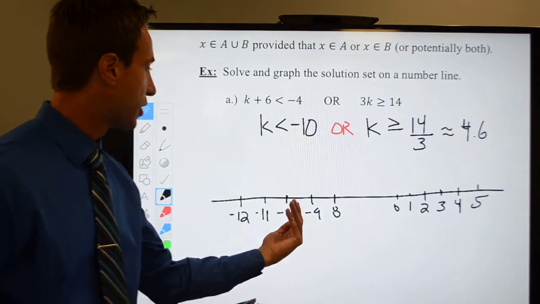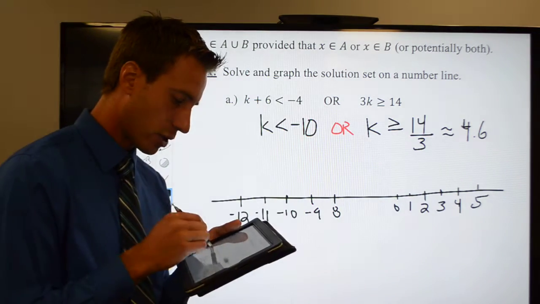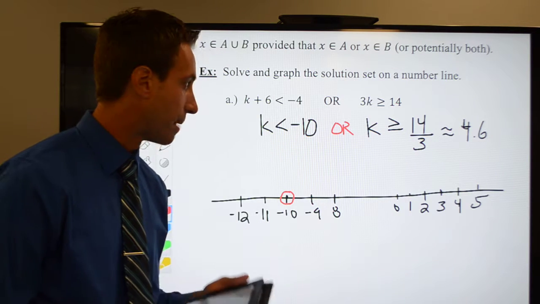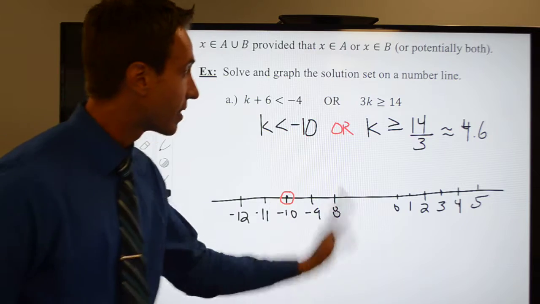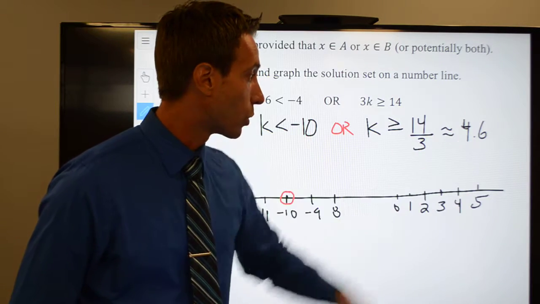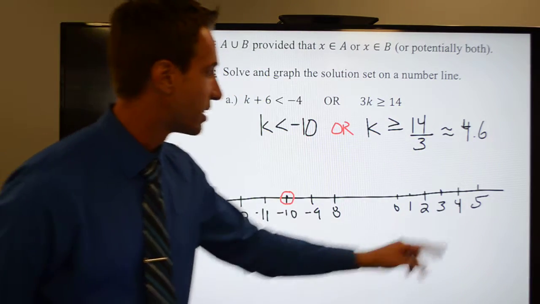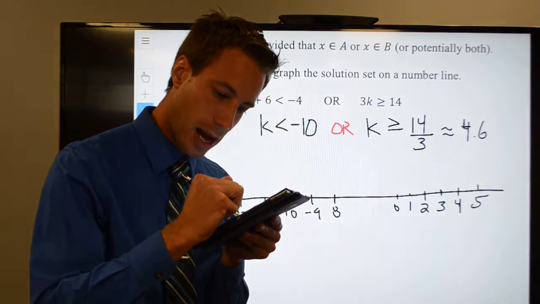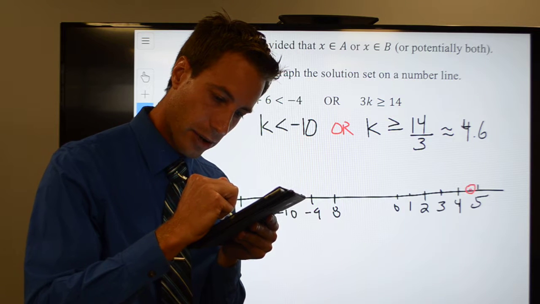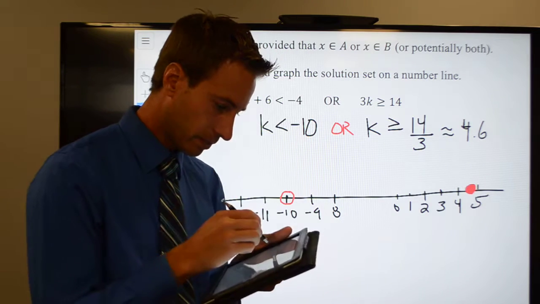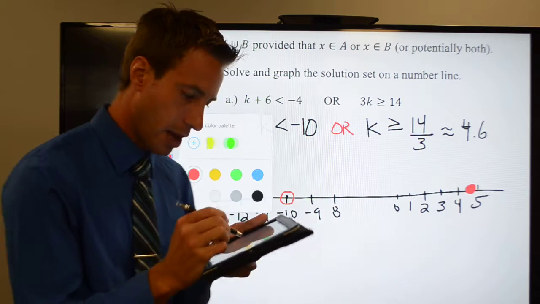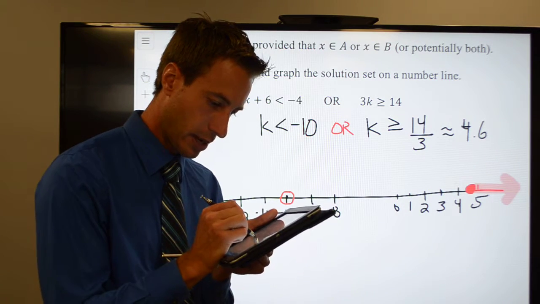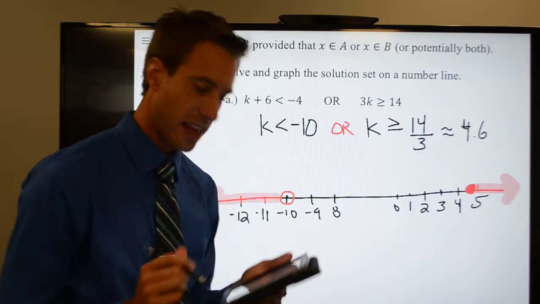All right, so here's what I need. I need everything less than negative 10, strictly less than, so that means I need an open circle on negative 10. I need everything greater than or equal to positive 4.6. Guesstimate is close enough. I'm not going to go crazy about this. I'm going to say that's probably right about there-ish. Closed circle. And then let's shade our number line. I need everything greater than that positive 4.6 and everything less than that negative 10.